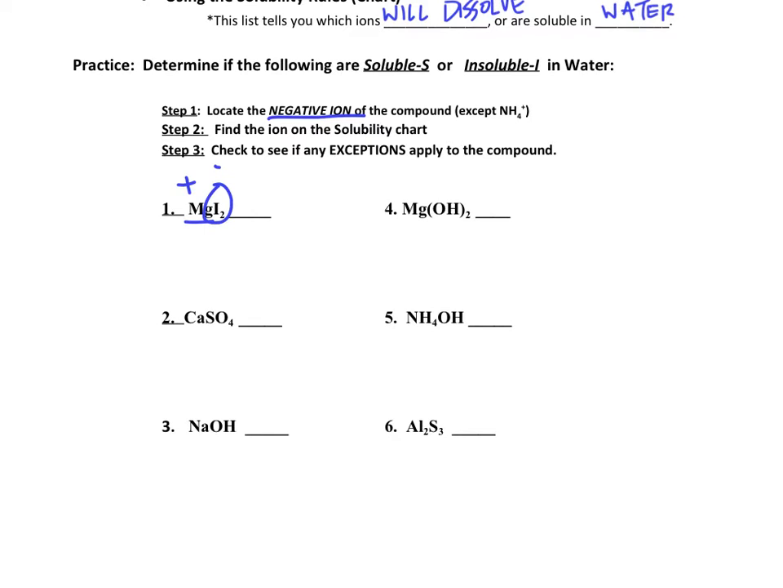So now I need to go back. In my original substance, it's bonded with magnesium. That means that magnesium iodide will dissolve in water. It is soluble, so I'll label that with an S. Let's try another one. Calcium sulfate.